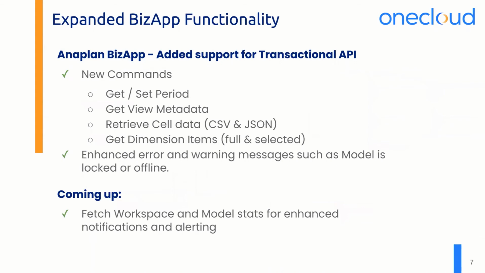Recently, Anaplan released new functionality to their API, which is called the transactional APIs. We've adopted this new functionality into our Biz App and added commands for getting and setting the current period, retrieving view metadata, extracting cell data, and retrieving items and dimensions. We've also included even better error and warning messages for the Biz App, and in our upcoming release of the Biz App, we'll add more support for retrieving the workspace and model statistics. As Anaplan continues to expand on their APIs, we will continue to put those enhancements in our Biz App so that you can use them within OneCloud as well.